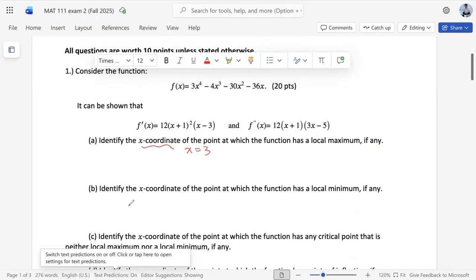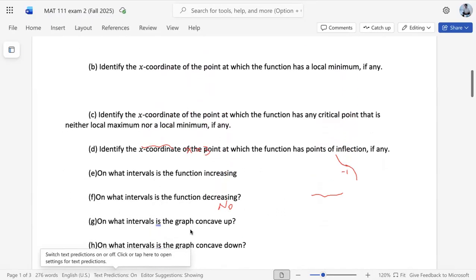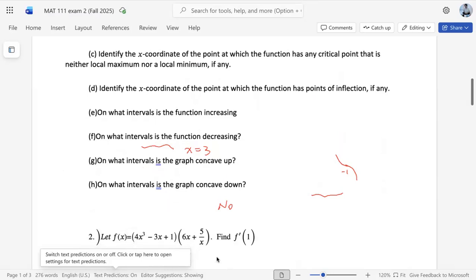Right? So B is find the local minimum. So we already know the local minimum. Actually, in this case, there's no local minimum, because at -1, what happened? At -1, it keeps decreasing, right? It keeps decreasing. So no local minimum. Let's see C.